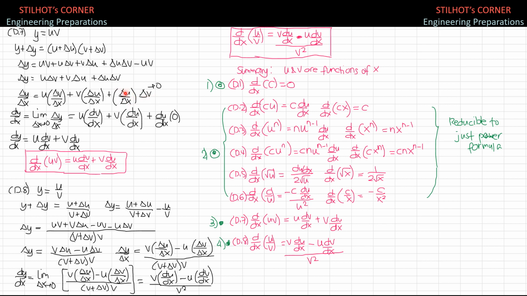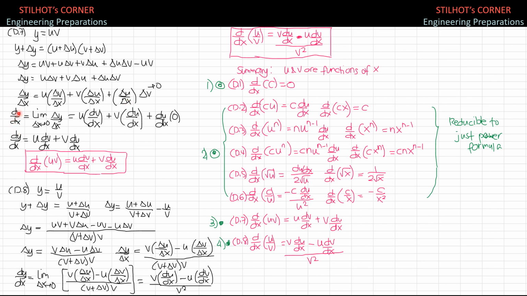You can also write this as delta u times delta v over delta x, whichever you want to divide the deltas by delta x: delta u over delta x, or delta u times delta v over delta x. So I select delta u over delta x.